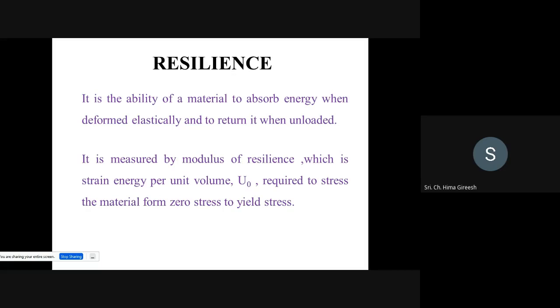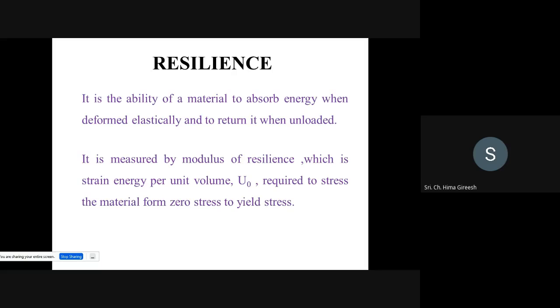Resilience is the ability of a material to absorb energy when deformed elastically and to retain it when unloaded. So, up to the elastic limit, when we apply the load, the material has an ability to absorb the energy. That is resilience. The capacity of a material to absorb energy when it is deformed elastically is called resilience.